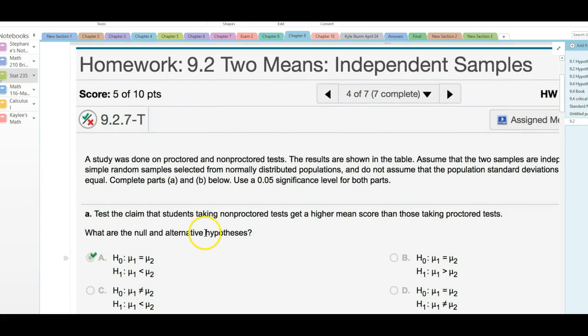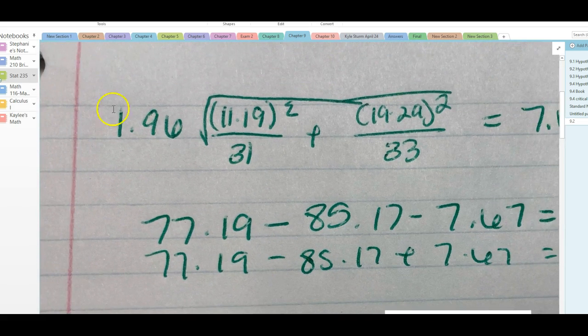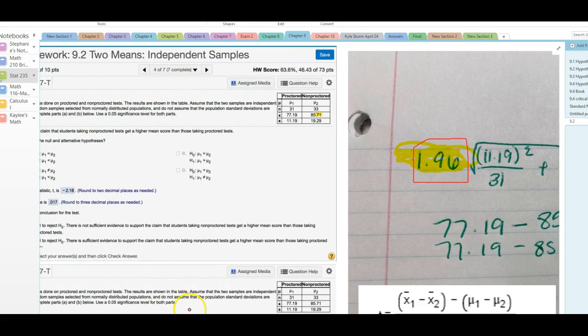So the question over 9.2.7 T, the T here really is about using the technology and looking at the work. I think maybe two things went wrong here. This 0.17, looking at the problem you sent, should be 7.1, and I'm not sure where this 1.96 came from. You're going to use the technology to find the corresponding T value that represents a 90% confidence level for a specific degrees of freedom, depending on a formula that's given in the book.